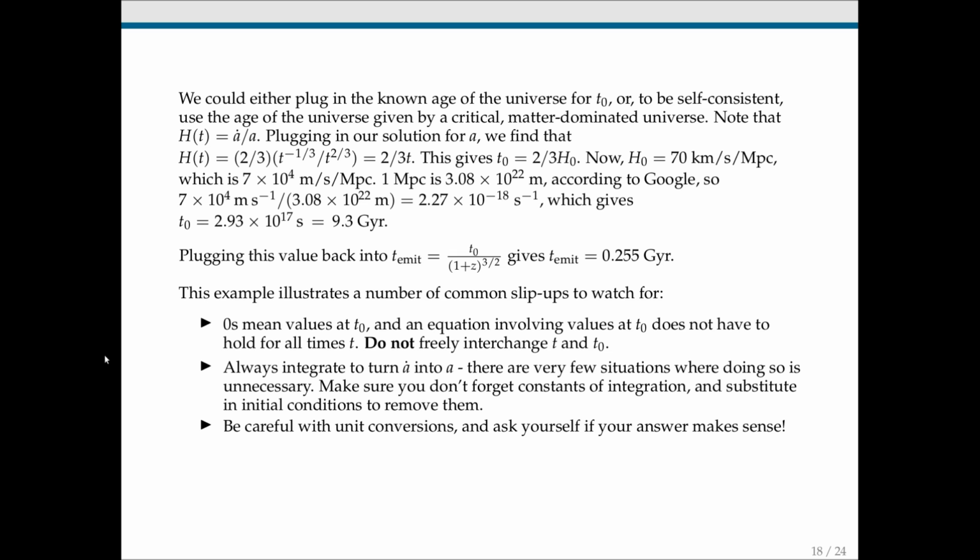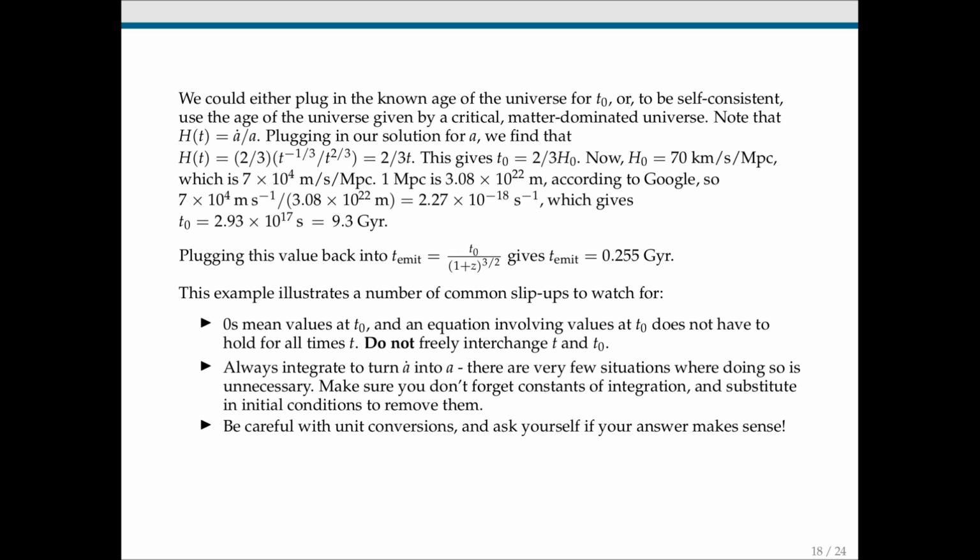I'll also mention that t0 does not equal 0. It almost always equals the time today. So for example, for our universe, t0 would be 13.7 gigayears. Always integrate to turn a-dot, the derivative of a, into a. There are very, very few situations where doing so is unnecessary. Make sure you don't forget constants of integration, like we used above, and substitute in initial conditions to remove them. Lastly, be careful with unit conversions, and ask yourself if the answer makes sense.